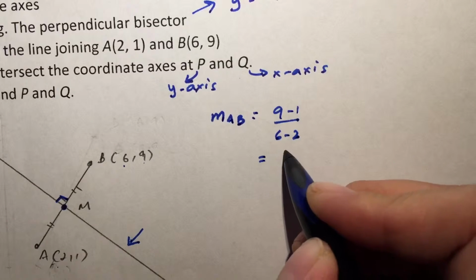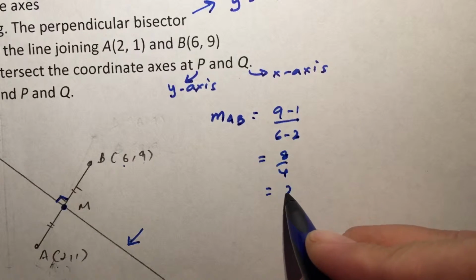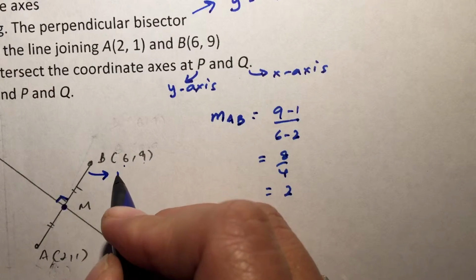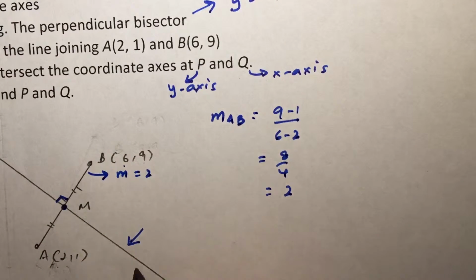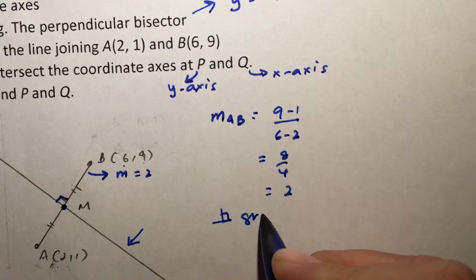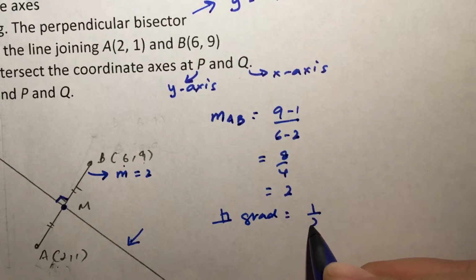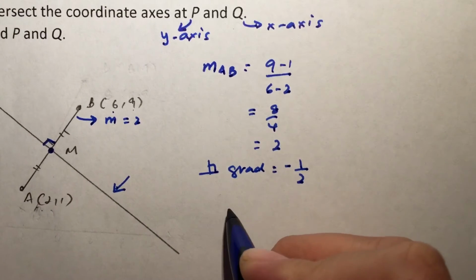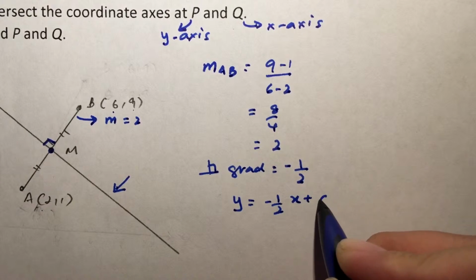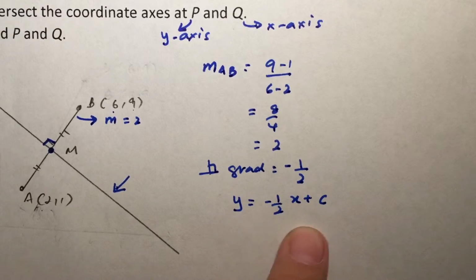And this will give us 8 over 4, which is the gradient of 2. Now, since the gradient is actually 2, it means that this is my perpendicular gradient. So for my perpendicular gradient, you can just take the reciprocal and take the opposite sign. So in this case, I will have y equals negative half x plus c as the equation of my perpendicular bisector.